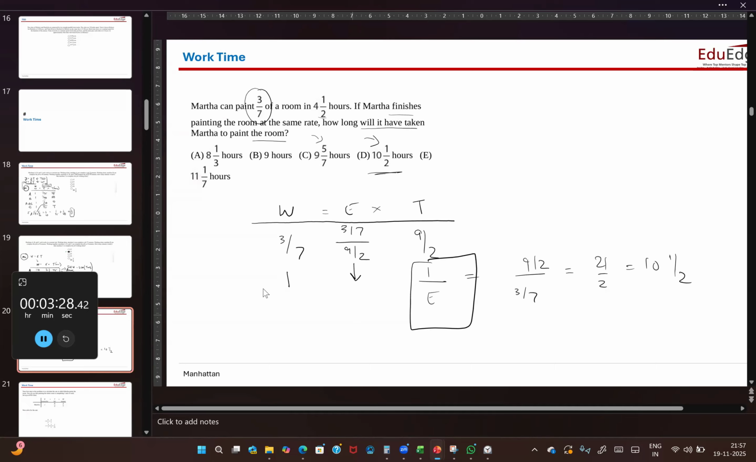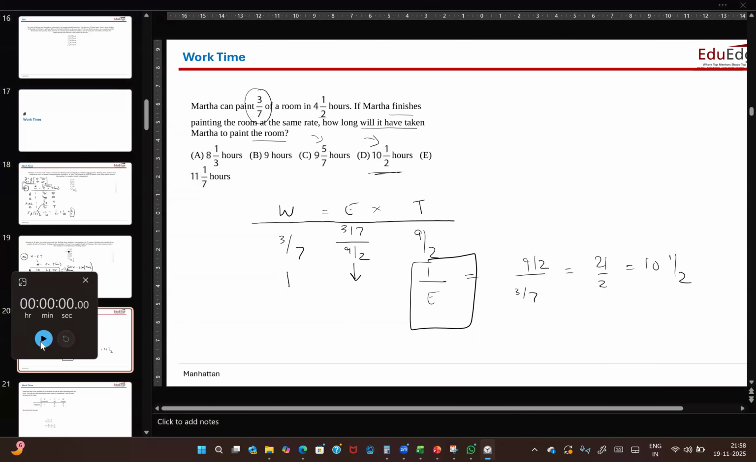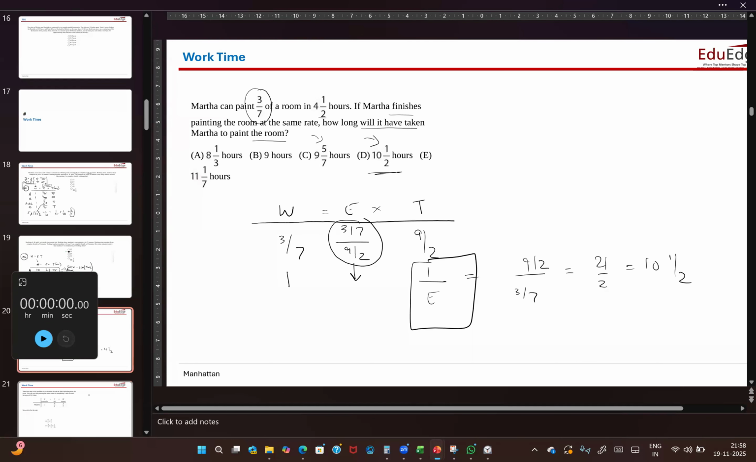So this was another problem. It's okay, right? This is understood, right? So find efficiency. Efficiency will be 3 by 7 divided by 9/2, right? That's 3 by 7 into 2 by 9. That is 2 by 21, no? 2/21 is the efficiency, but we want time.